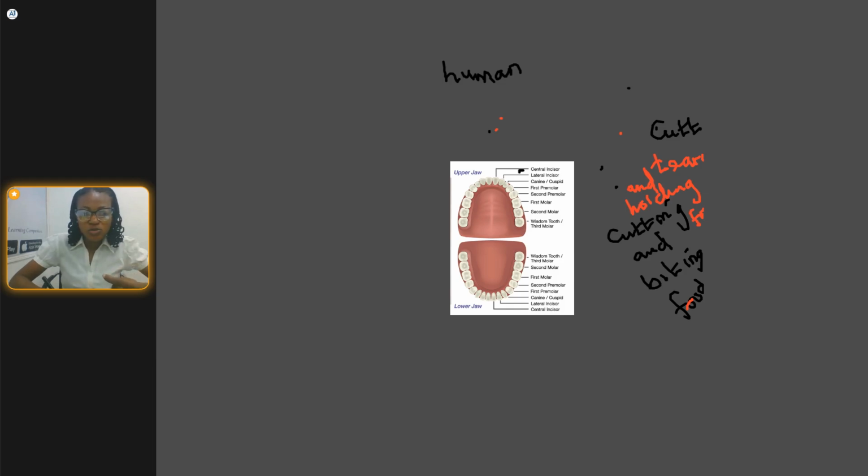Then we move to the molar, which is after the premolar. So you can see we have the incisor, the canine, premolar, and molar. The molar is for extensive grinding of food. If you want to chew, grind, or crush, it is your molar that functions in that aspect. It supports the premolar to grind, crush, and chew. So that is the function of your molar.